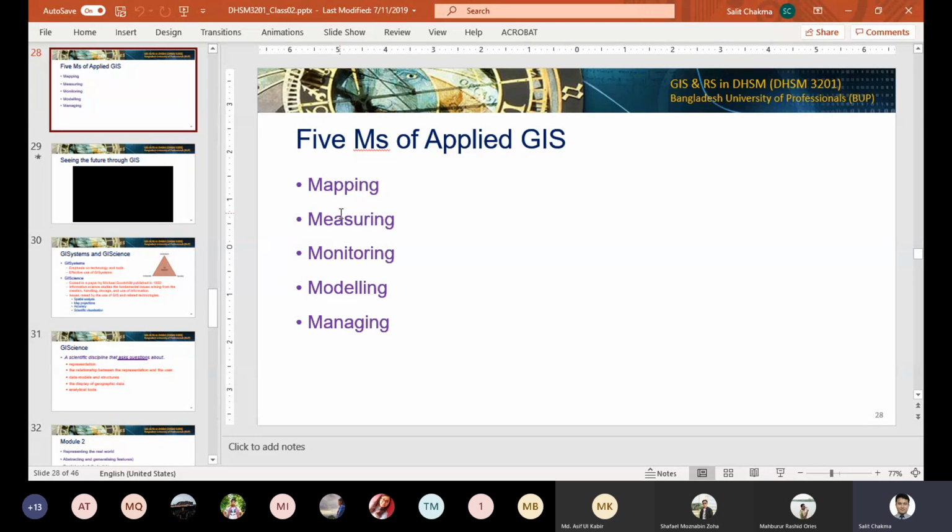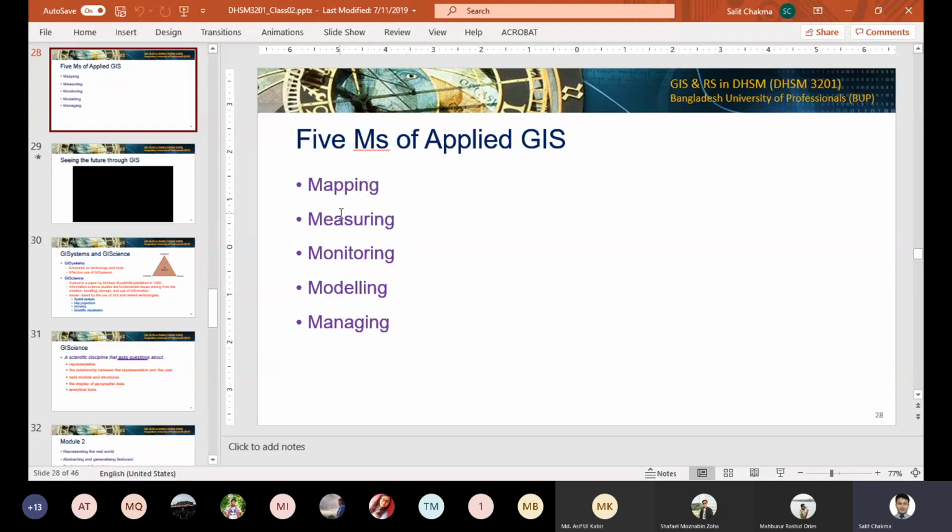So that is modeling. And managing is to decide something. So based on all these things, based on mapping, based on measuring, monitoring, modeling, now you are managing things. You are deciding what to do. And at the same time, you are also managing the data. How to publish them, how to share them. Are we going to put the maps on the websites? Are we going to publish the results on the web?